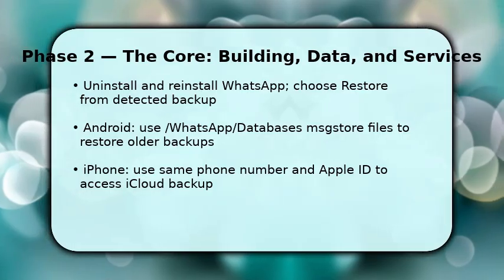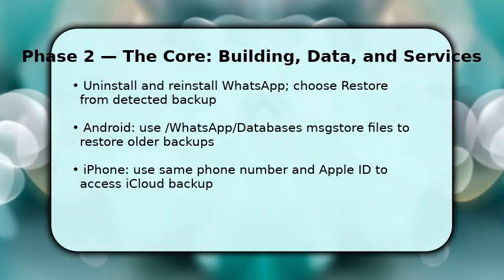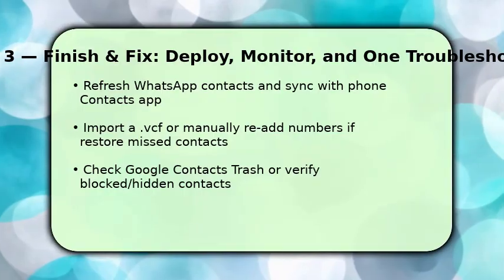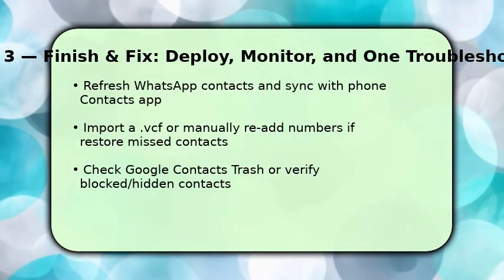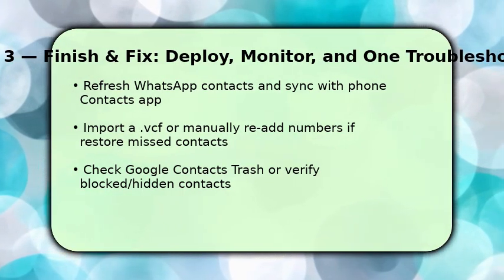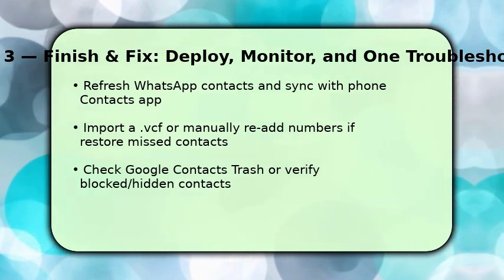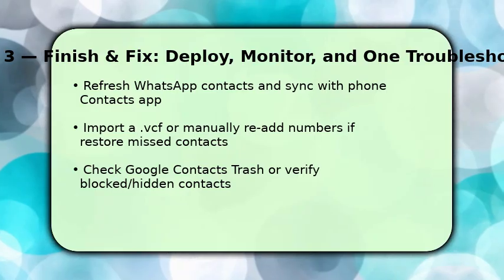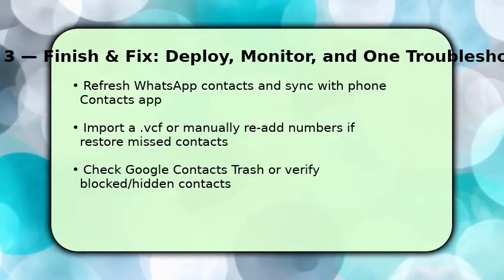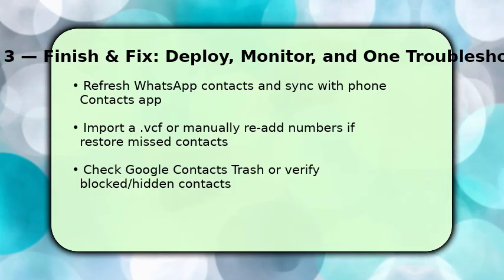Finish by refreshing and syncing contacts. Open WhatsApp contact settings and refresh, then force a phone contact sync so names appear. If some contacts are missing, import a VCF backup or manually re-add numbers you have. Also check Google Contacts trash or your phone's hidden/blocked lists for recently deleted entries.